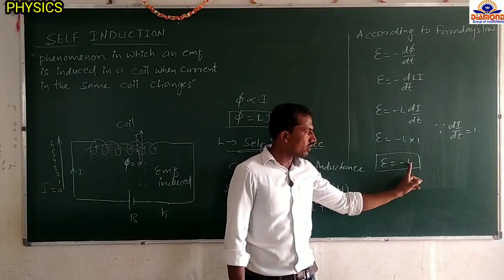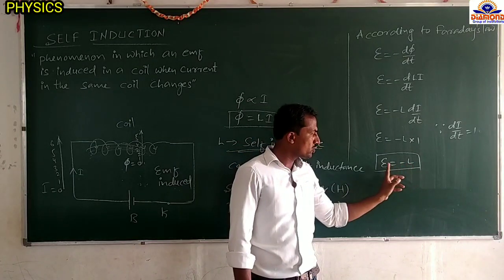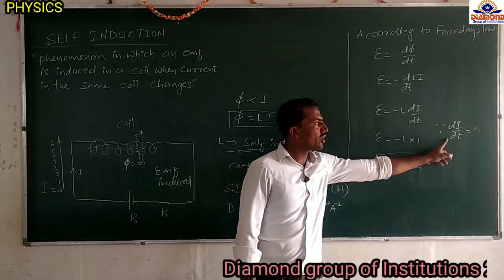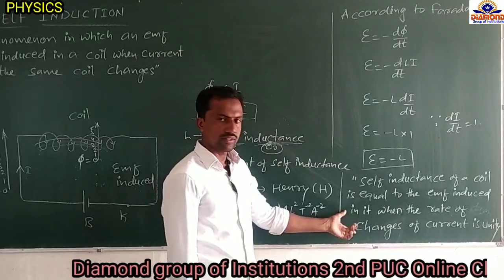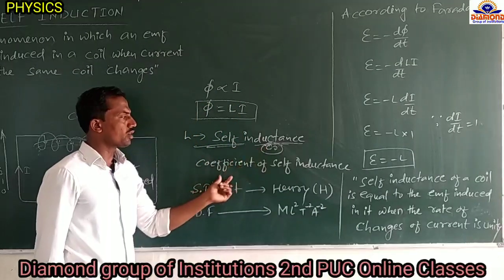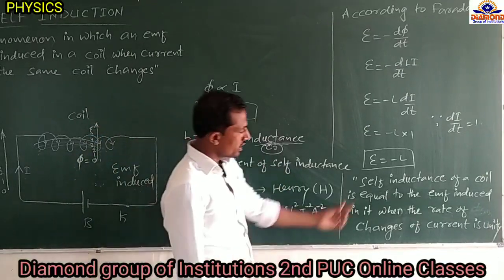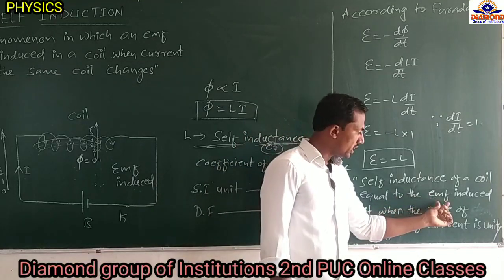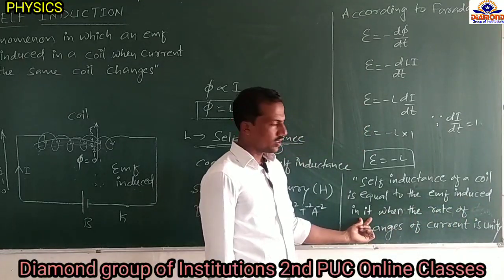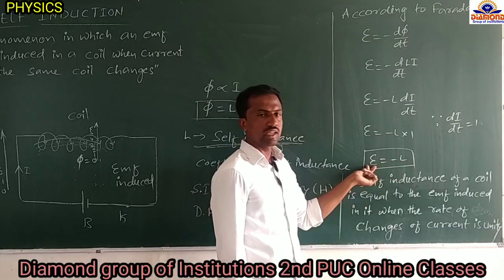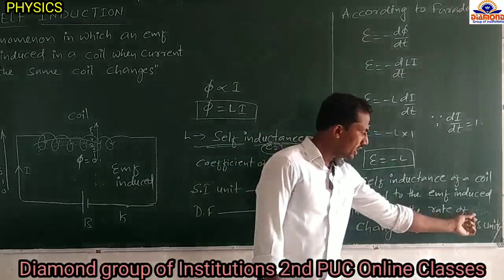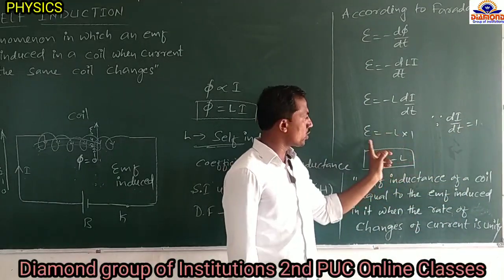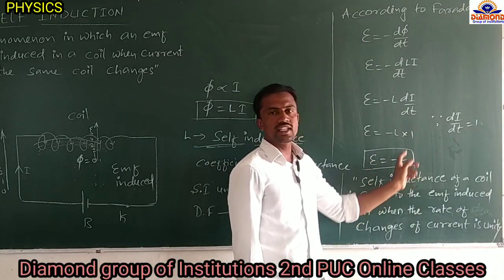Okay, self inductance of a coil is equals to induced EMF in the coil when the rate of change of current is unity. This is the definition. Okay, self inductance or coefficient of self inductance. Self inductance of a coil is equal to the EMF induced in it when the rate of change of current is unity. ये दोनों equals कब रहते हैं, when the rate of change of current is unity.